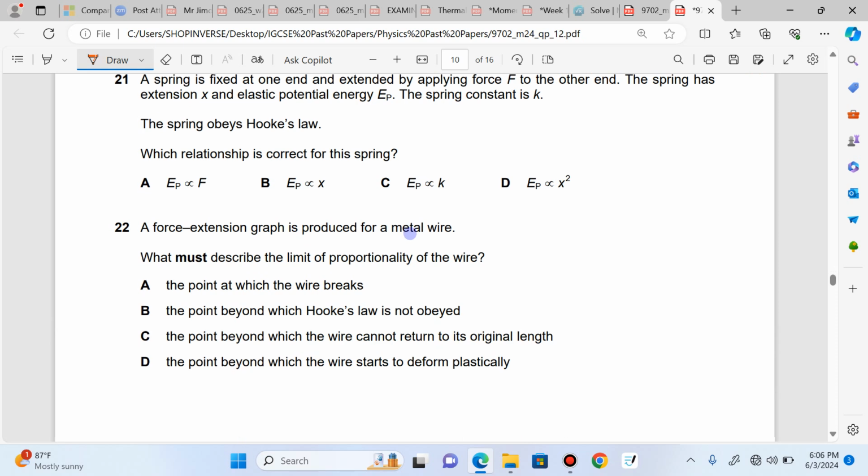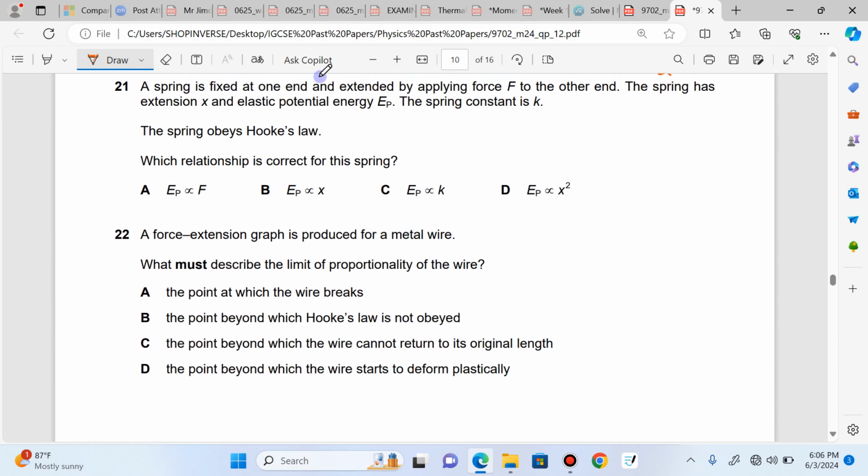Here's question number 21. A spring is fixed at one end and extended by applying force F to the other end. The spring has extension X and elastic potential energy EP. The spring constant is K. The spring obeys Hooke's law. Which relationship is correct for the spring?